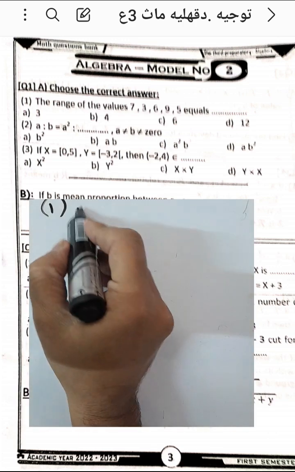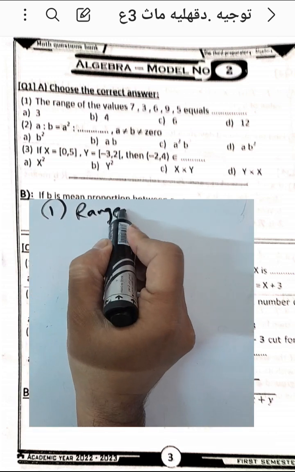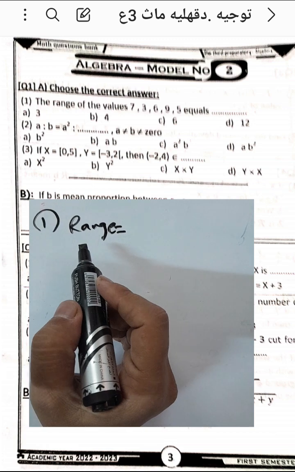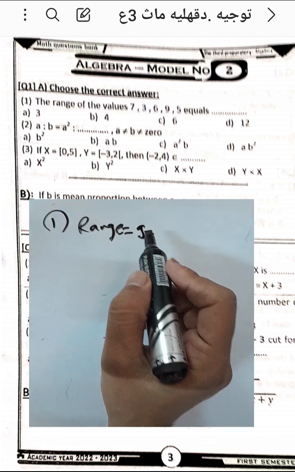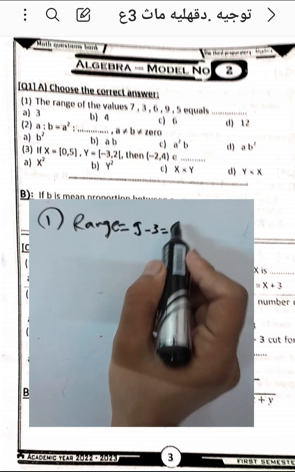Number 1. The range of the values 7, 3, 6, 9, 5 equals. The range equals the maximum value subtracted by the minimum value. Then the range will be equal to the difference between the greatest number here, 9, subtracted by the smallest number here, 3. The range will be 6.